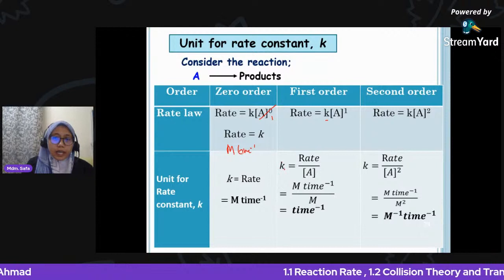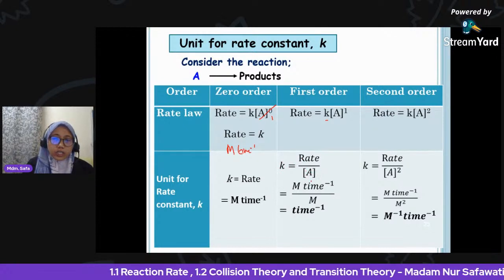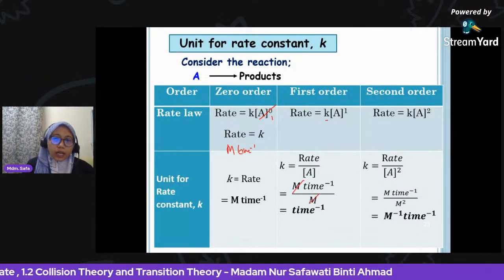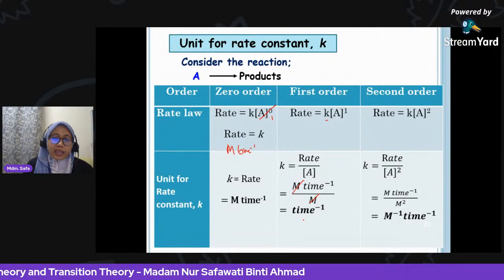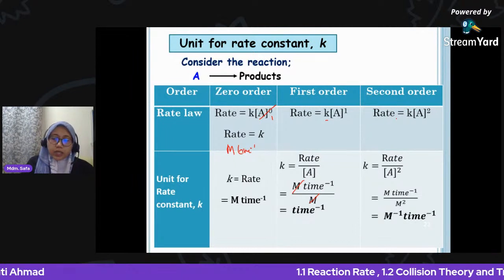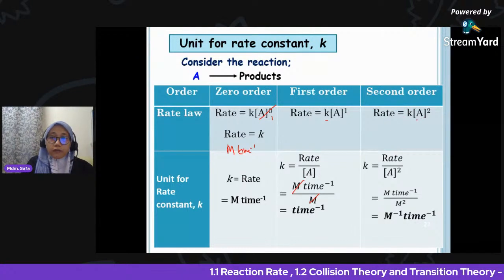So kita tulis balik K is equal to rate over A. So A adalah concentration. So tulis dalam unit dia concentration. So kita boleh cancel out and kita akan dapat dia punya unit of K is equal to per time. Okay. And then for the second order, rate is equal to K concentration A power of 2.